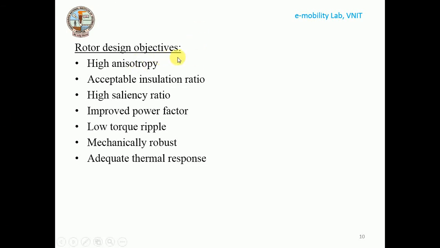What are the design objectives for this synchronous reluctance rotor? As I told you, it should have high anisotropy.